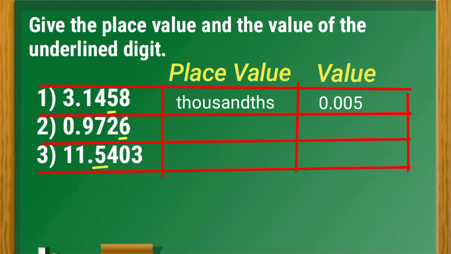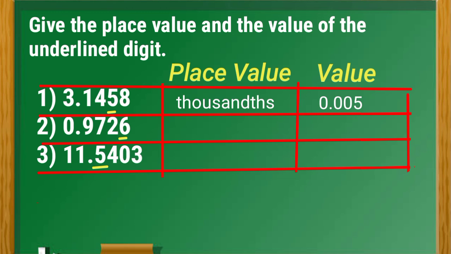So the value is 5 thousandths and can be written as 0.005. And always remember that you are going to change all the digits to its left into zeros and cancel all the digits to its right. Next we have number 2, 0.9726, or 9,726 10,000ths. And the underlined digit here is 6.